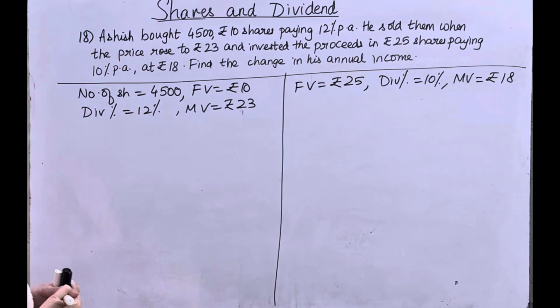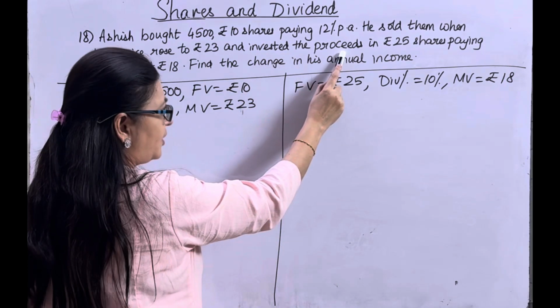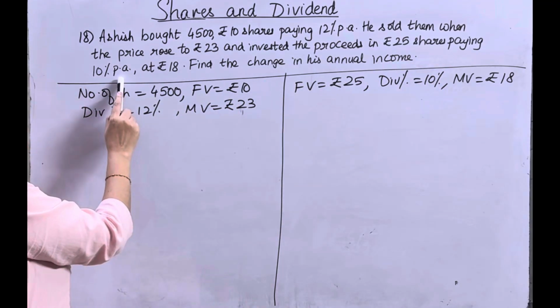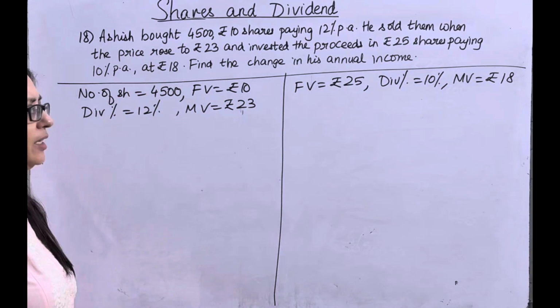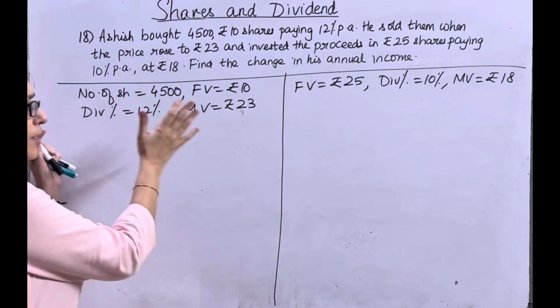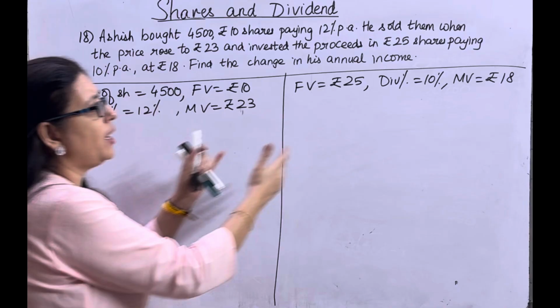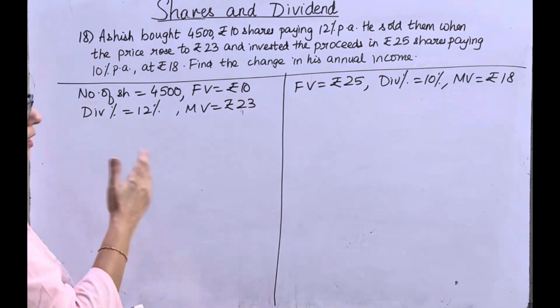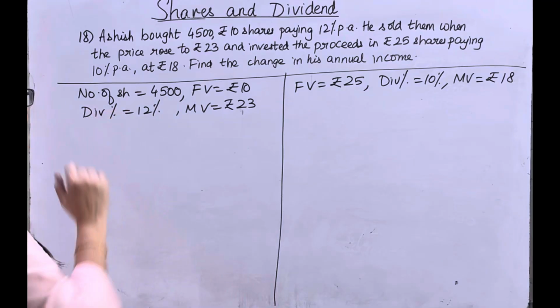Let's read this part again. He invested the proceeds in 25 rupees shares paying 10% per annum at rupees 18. You have to find the change in his annual income. That means this dividend income and this dividend income, you have to find the change. Okay. So let's first find dividend for the first part.